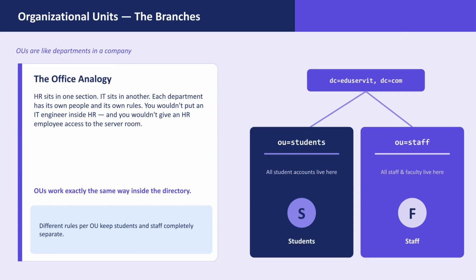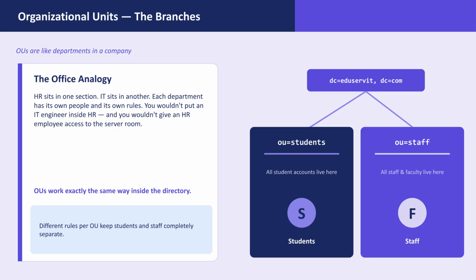Moving down from the root, the tree splits into branches. These branches are called organizational units, or OUs. Think of OUs like departments in a company office. The HR department is in one section. The IT department is in another. Each department has its own people, and each department operates under its own set of rules. You would not place an IT engineer inside the HR department, and you would not give an HR employee access to the server room. OUs work exactly the same way inside the directory.